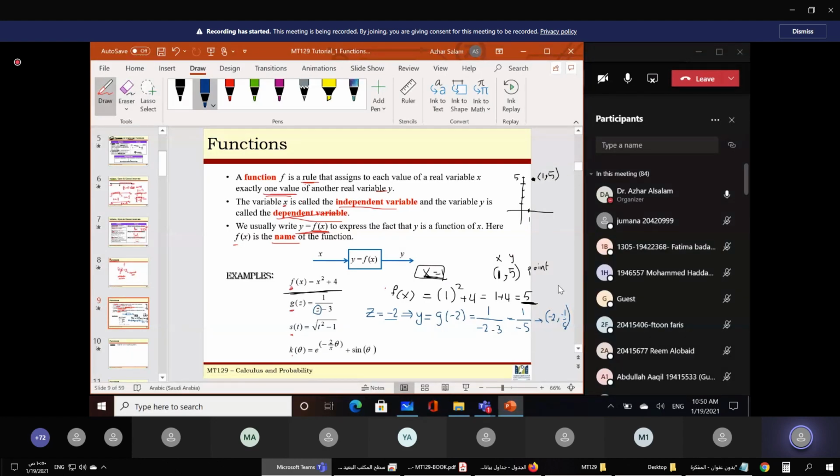I can also present it in the plane. Here the independent variable will be z, and the dependent will be y. So it will be here at minus 2 and minus 1 over 5, somewhere here, a point. Okay. And also for example, this is a square root function, the square root of t squared minus 1. Of course, it's a function, but I can divide it into two parts, the positive part and the negative part. It's not our subject now. k of theta is also a function named k, and the independent variable here is theta. Okay.